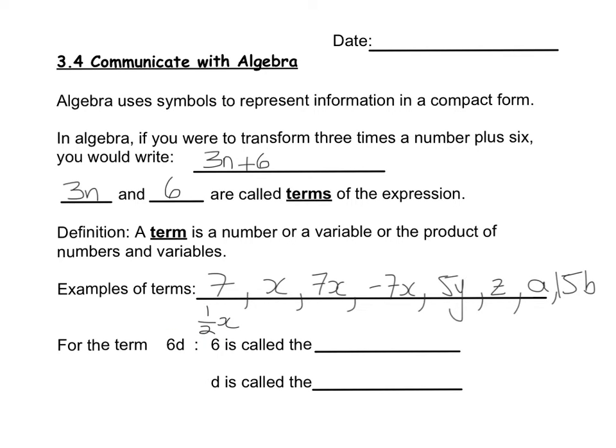Now let's break down the ones where we have a number and a variable together, and see what each part is called. In this situation, we're going to look at 6d. Whenever we get a term like that with a number and a variable, the 6 is always going to be called the coefficient.